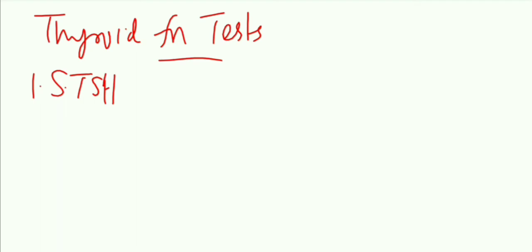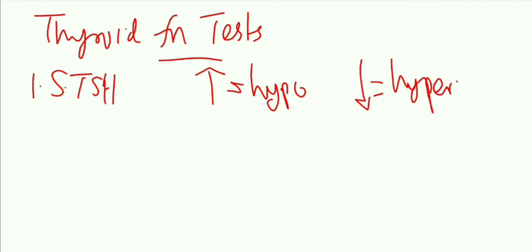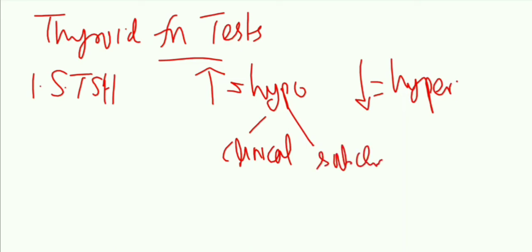So serum TSH can be increased or it can be decreased. It will be increased in hypothyroidism and it is decreased in hyperthyroidism. And you should remember that hypothyroidism can actually present with symptoms or without symptoms. With clinical symptoms, it is clinical disease. If it is without clinical symptoms, then it is subclinical.